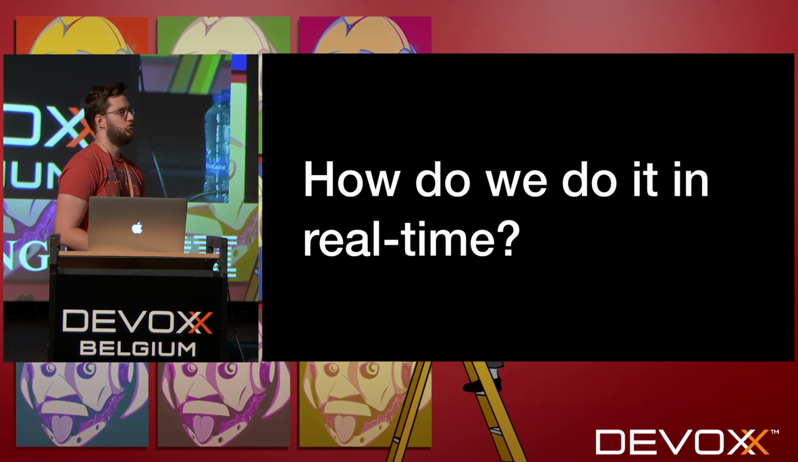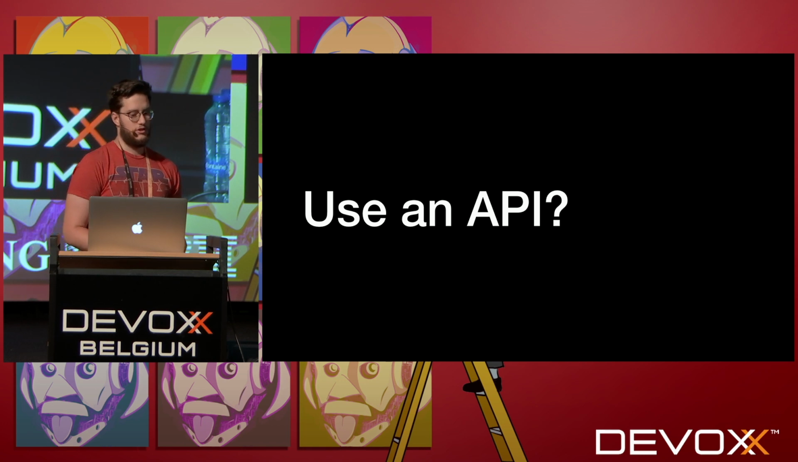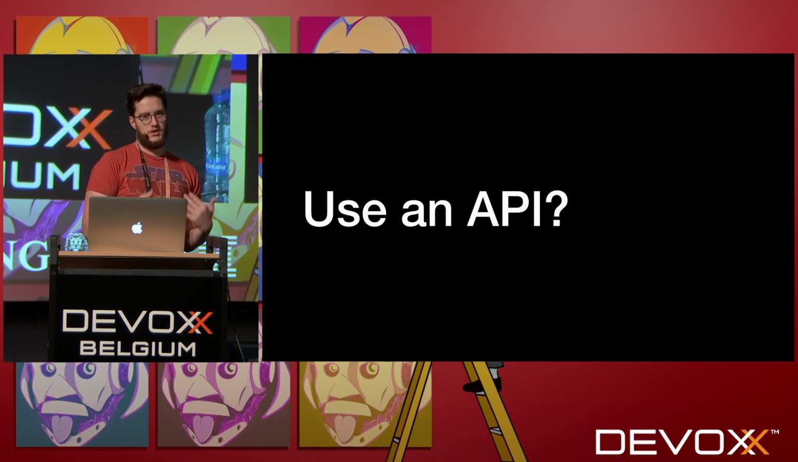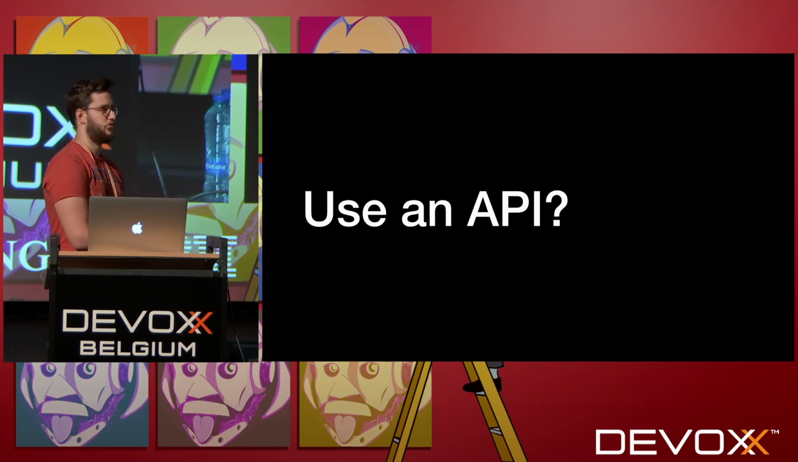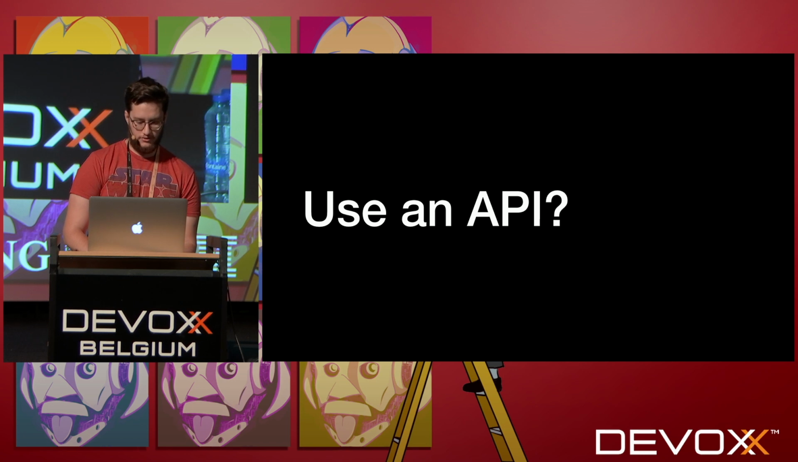So how do we do this in real time? A lot of companies like IBM, Google, Microsoft have object detection APIs where you can just upload a photo and it'll give us back where objects in the photo are and what they are. And I'm going to show a little demo of this.